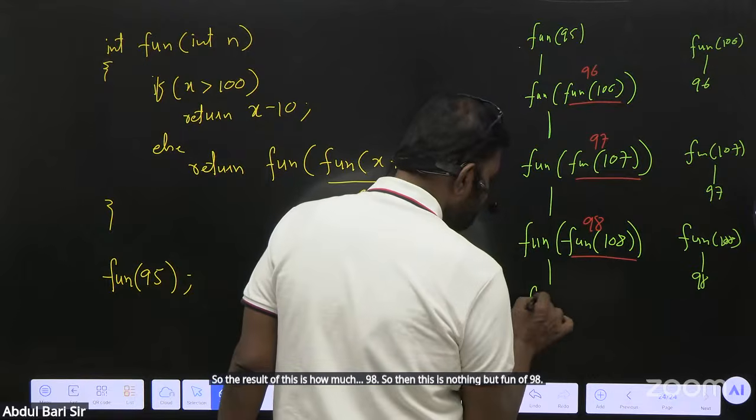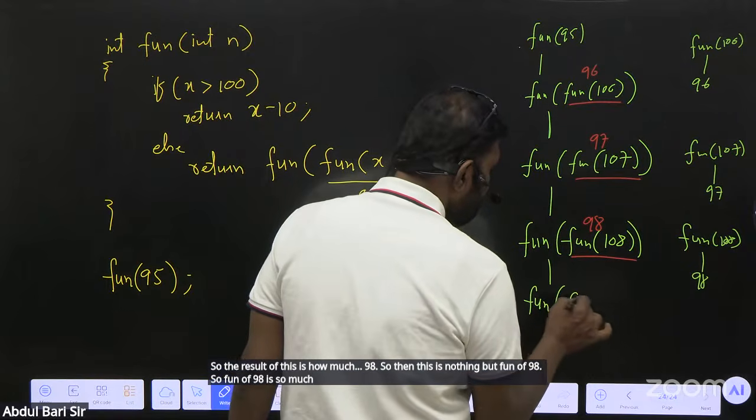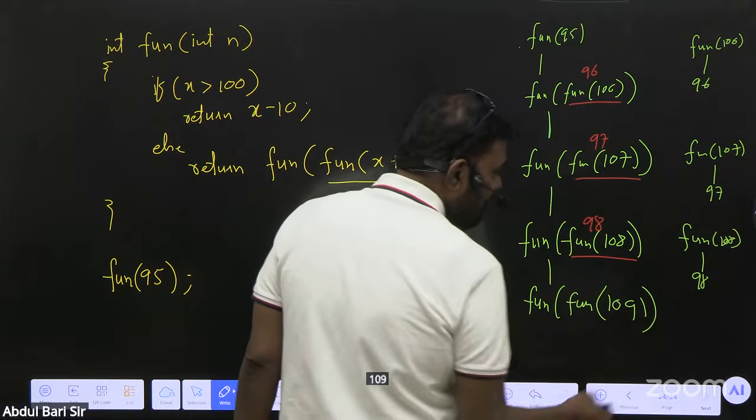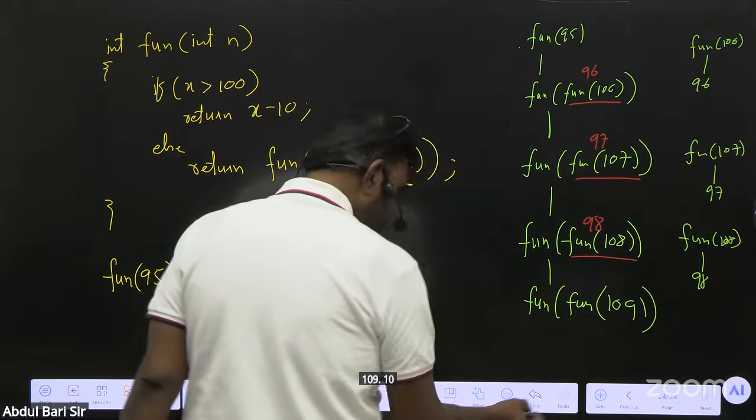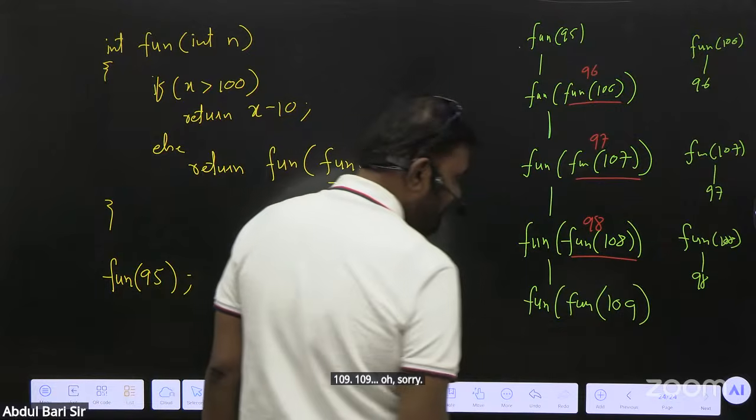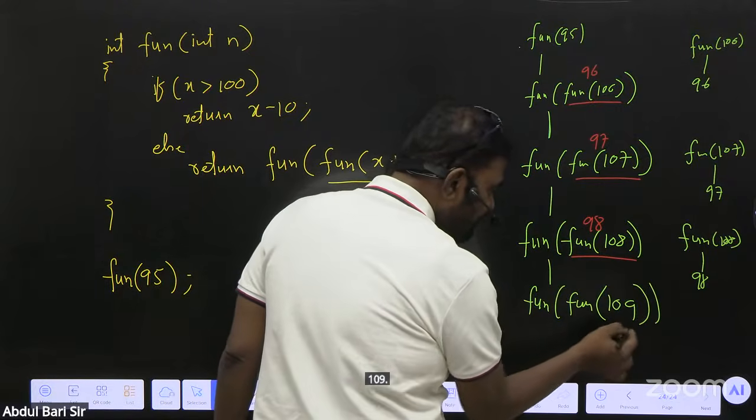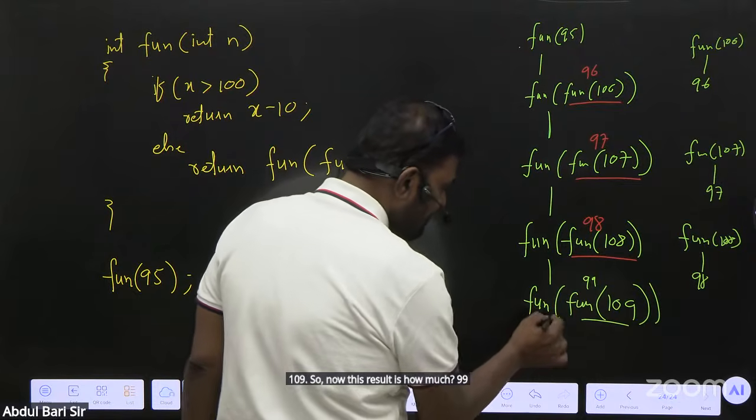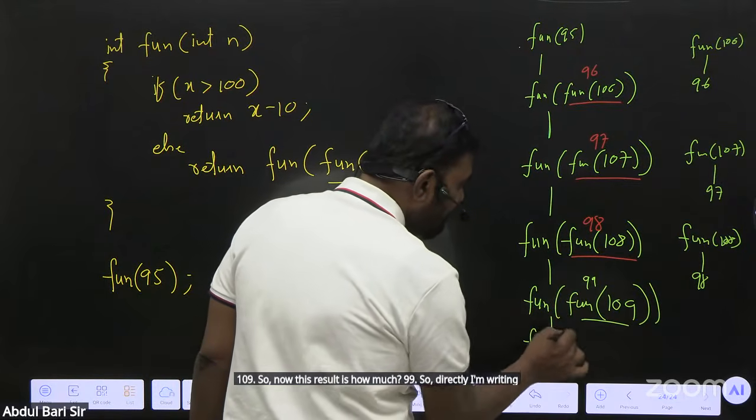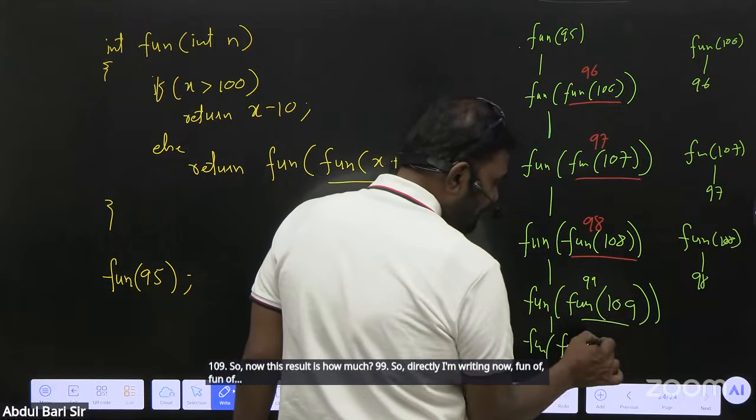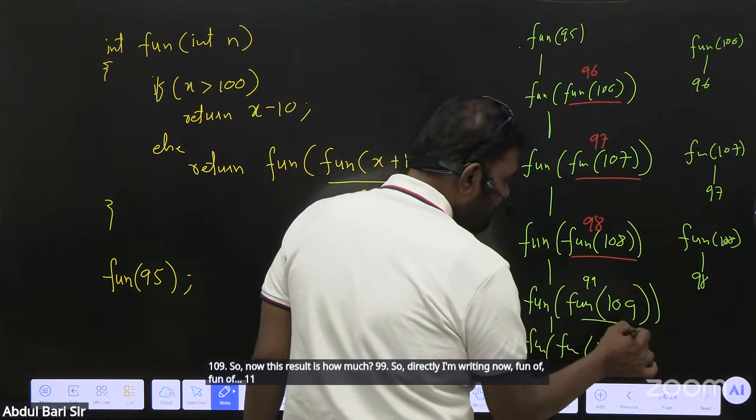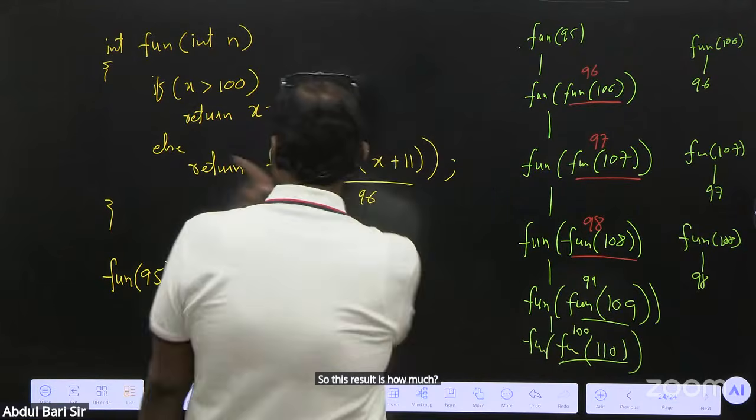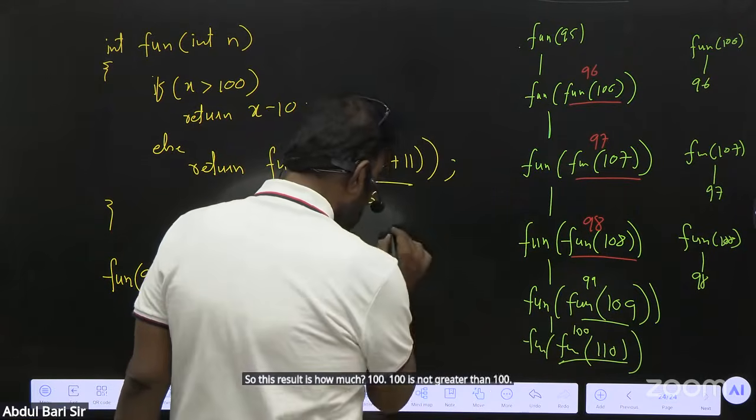So fun of 98 is how much? Fun of 109. 109, oh, sorry, 109. So now this result is how much? 99. So directly I'm writing now fun of 110. So this result is how much? 100. 100 is not greater than 100. So continue.